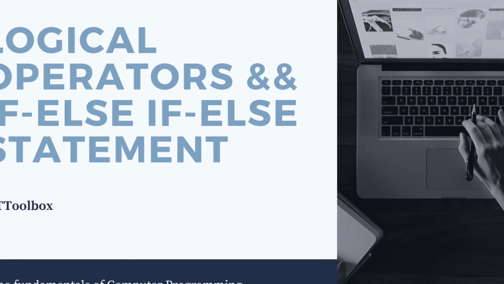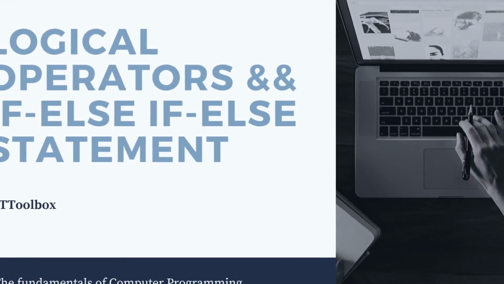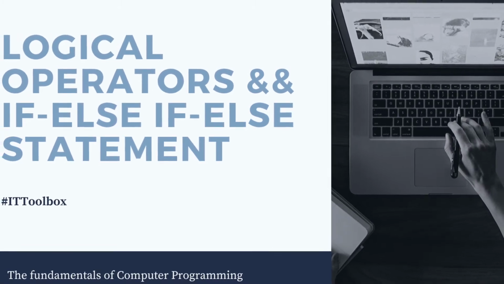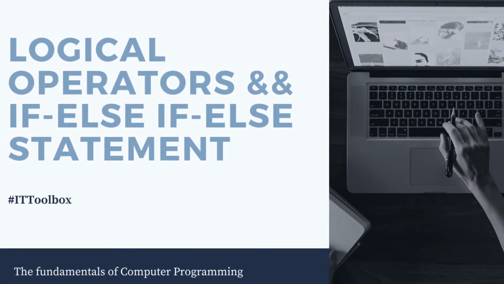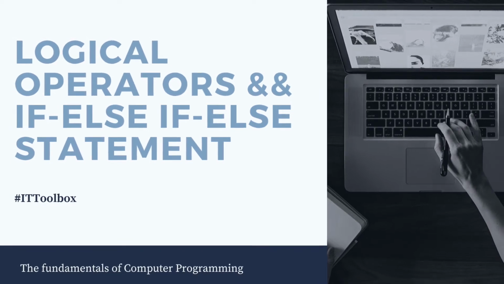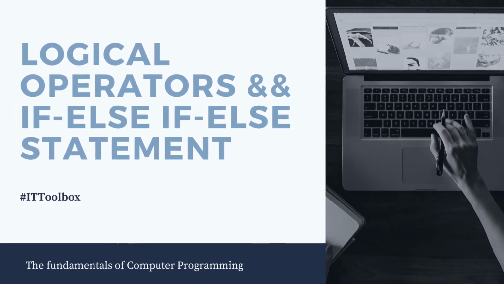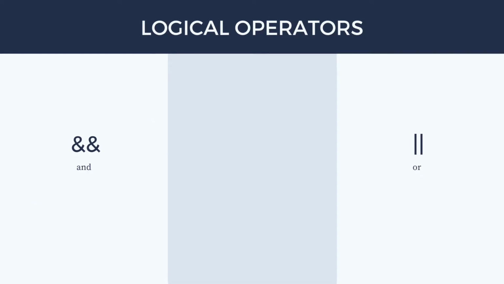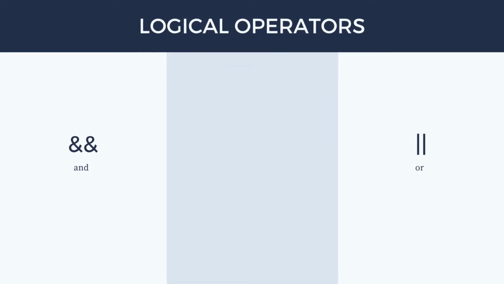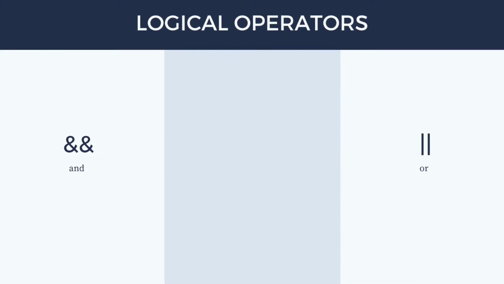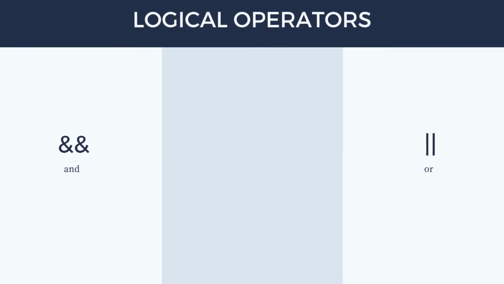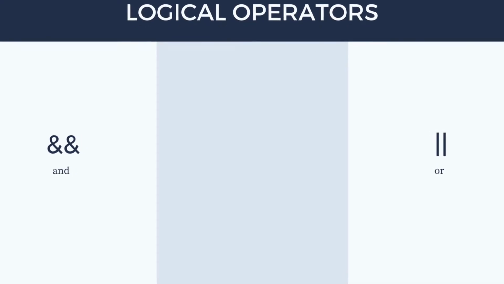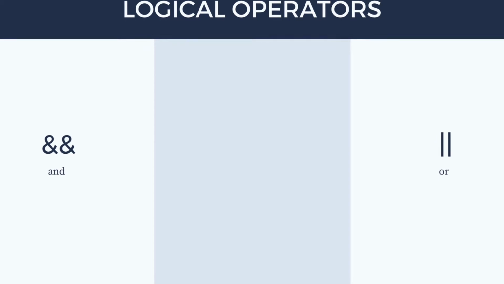In the previous video, we learned how to utilize comparison operators in an if-else statement. Now, we will learn that you can add more conditions in one single program. Aside from the comparison operators, Java also has logical operators, which are AND and OR. AND is represented by two ampersand operators, and OR is represented by two bars, like this.